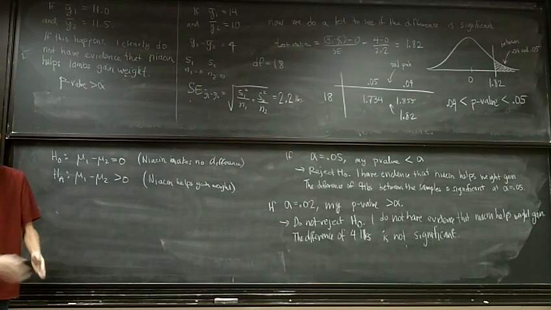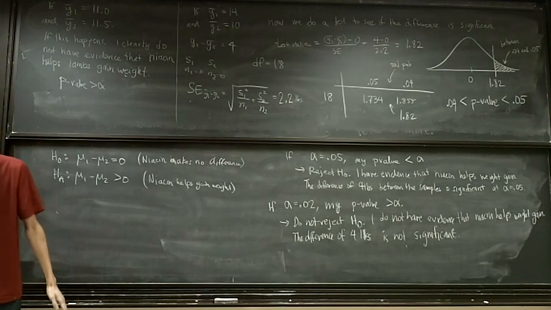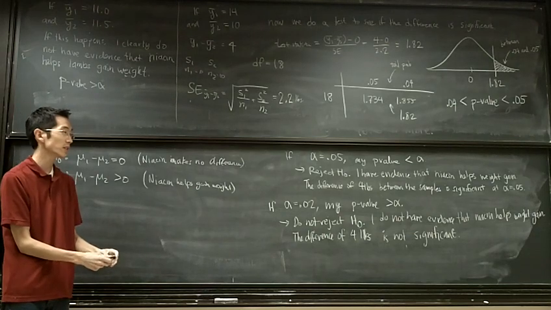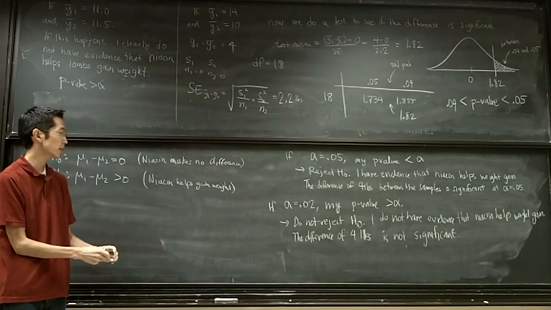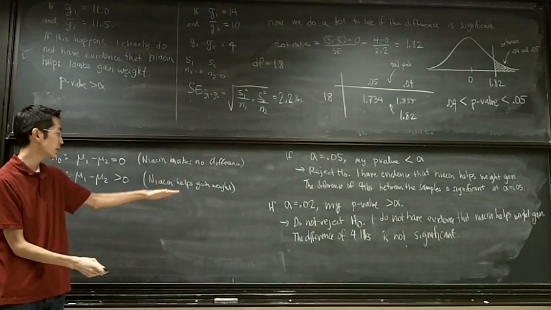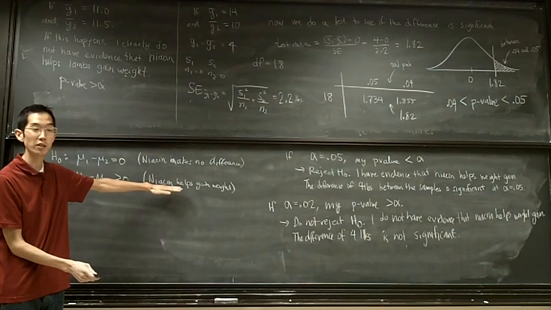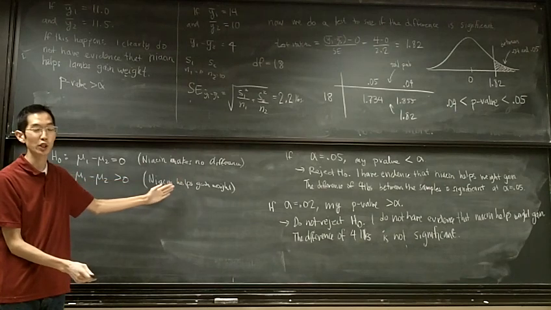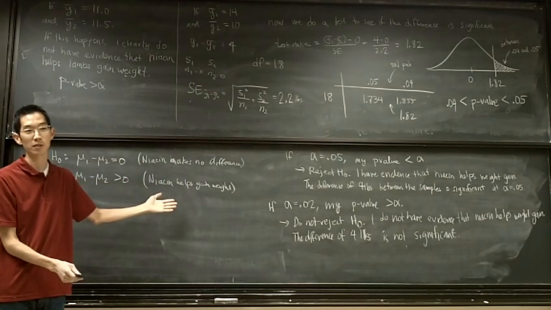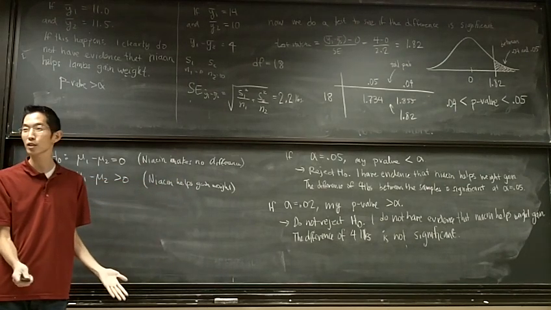Type 2 error is beta? Type 2 error is beta, yes. So the probability of making a type 2 error is beta. And in this case, a type 2 error would be that niacin actually helps weight gain, but you conclude that it doesn't.